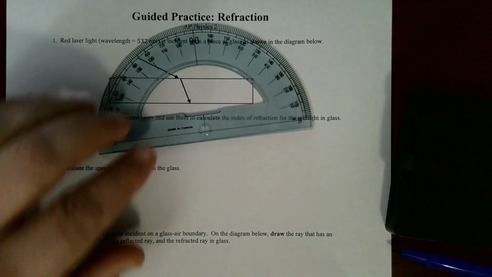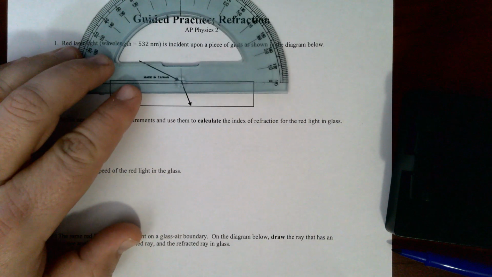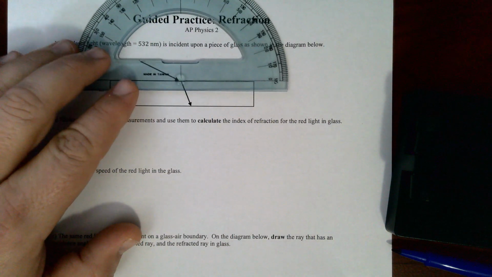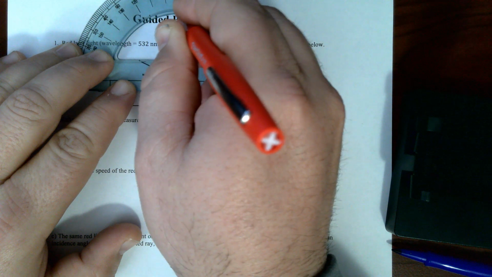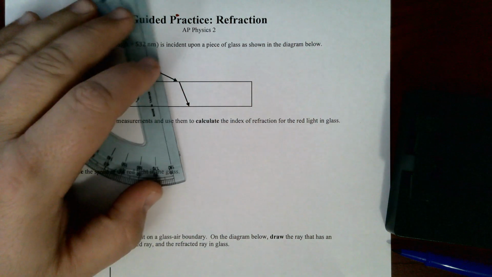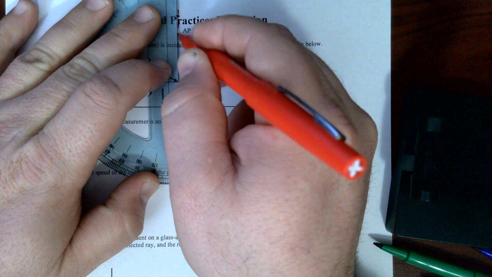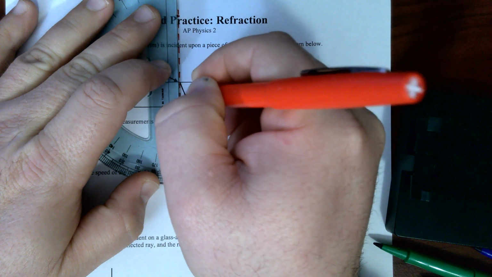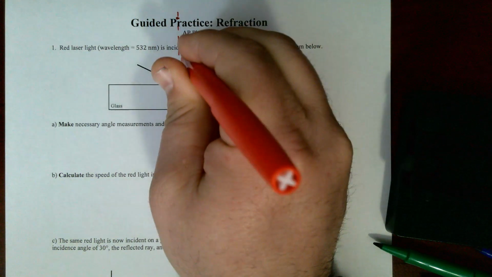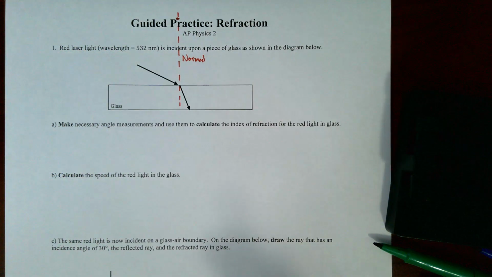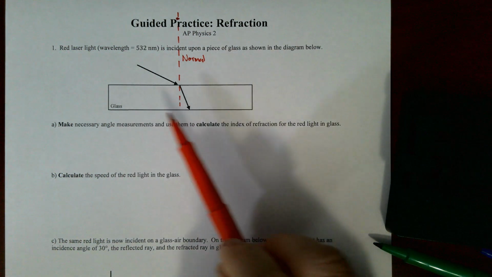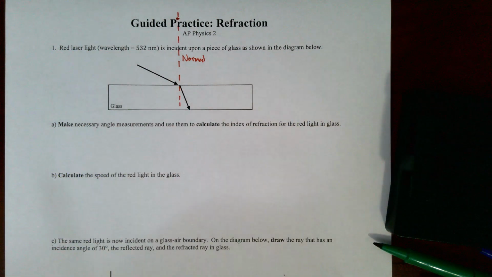So I'm going to take my protractor and line it up with the point where the light is incident. I'm going to go out to 90 degrees, which is up there, and then construct and label a line that is normal to that surface. So that dashed line is normal. And remember, normal means perpendicular to a surface. So this is a two-dimensional surface right here.